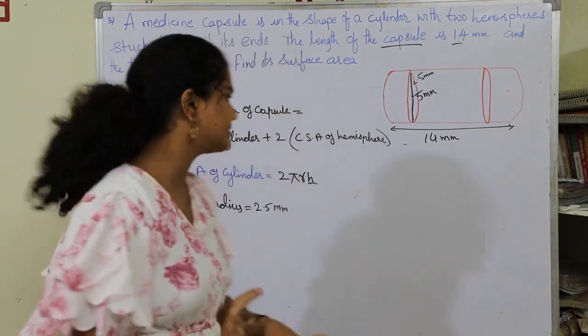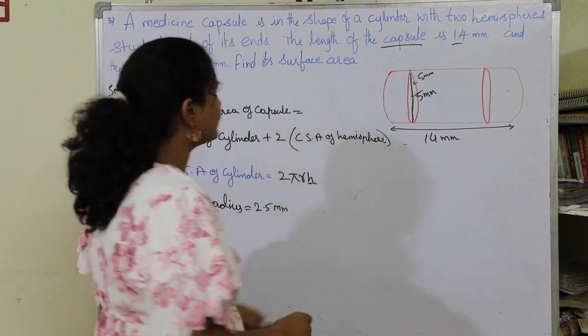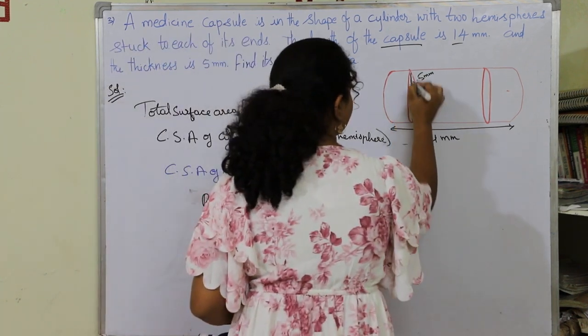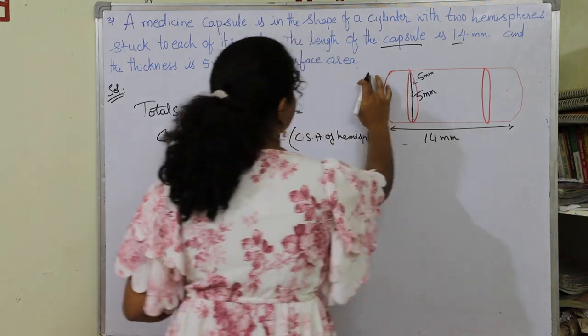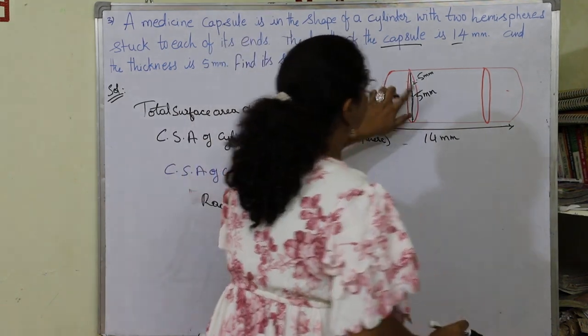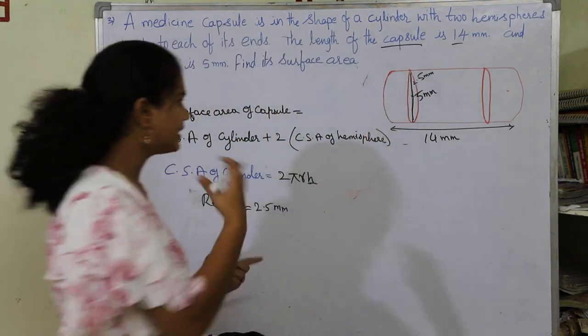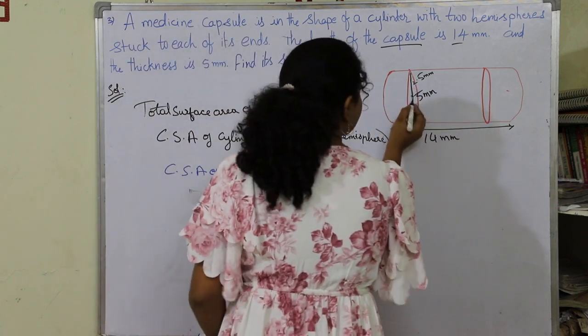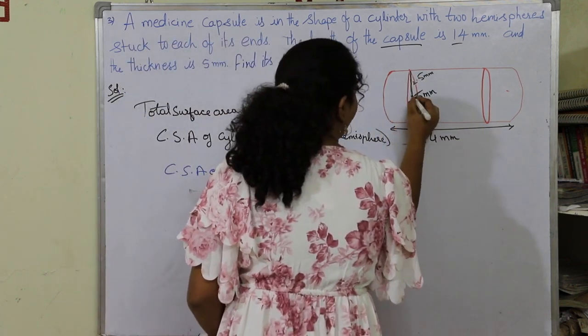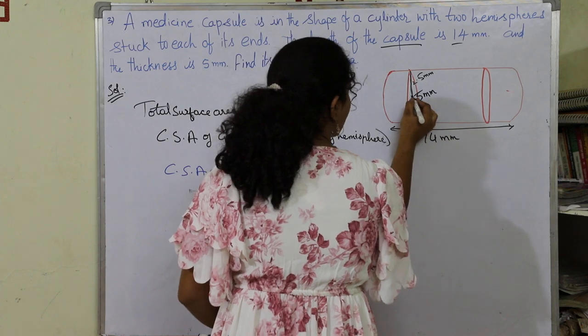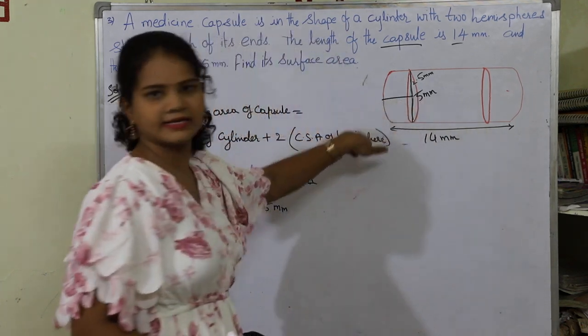To find the height of the cylinder, you know that this is the radius of the given hemisphere and cylinder. Here, this is the midpoint. So here this will be a radius, and here this will also be a radius, right?